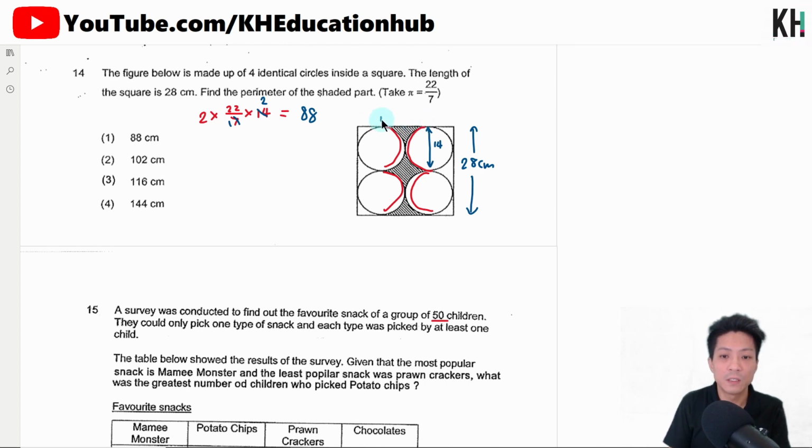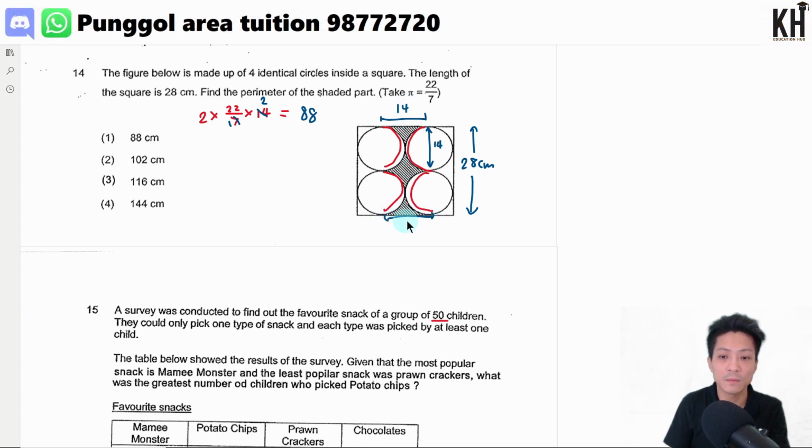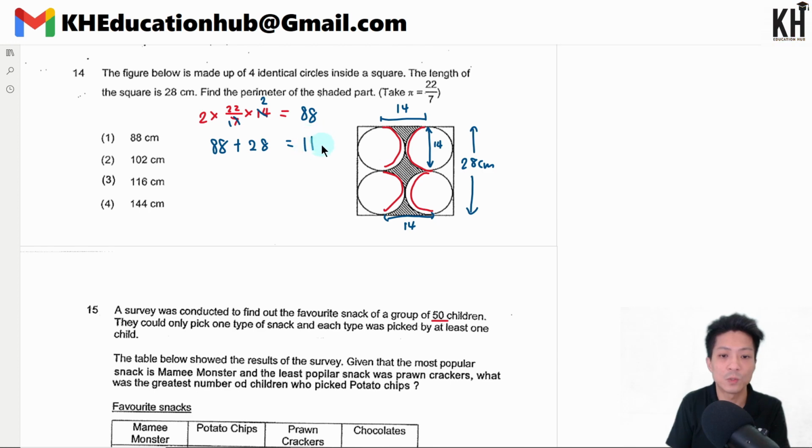Then after that I need to add here to here is 14. Here to here is 14, which is 28. So 88 plus 28 will give me 116. The answer should be number 3.